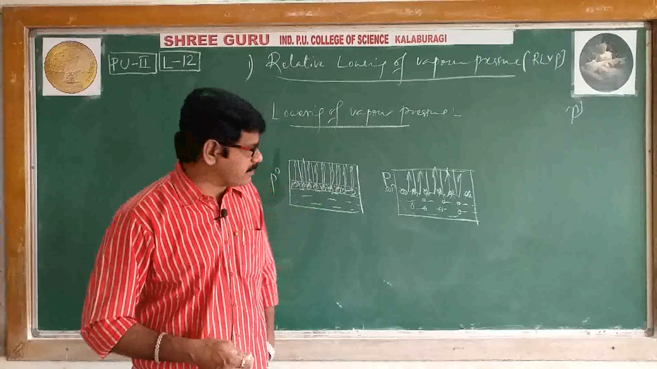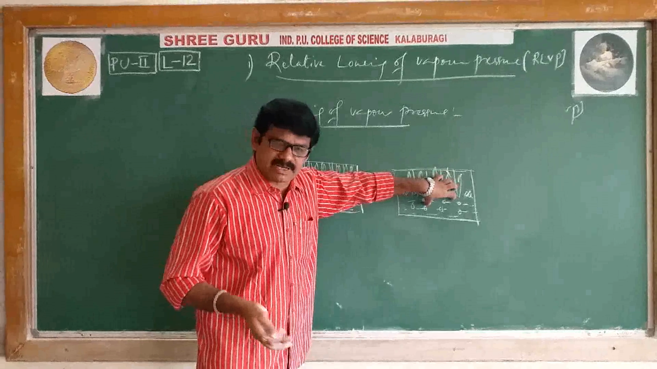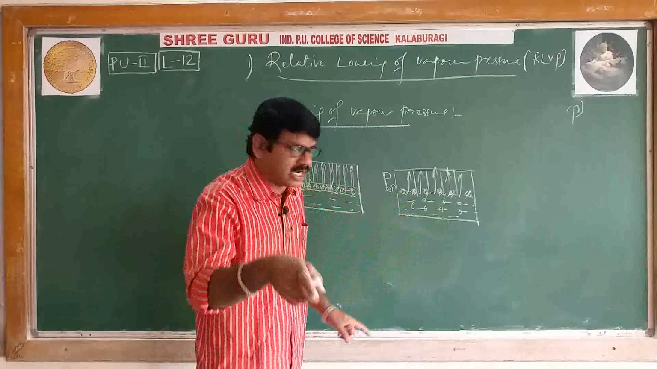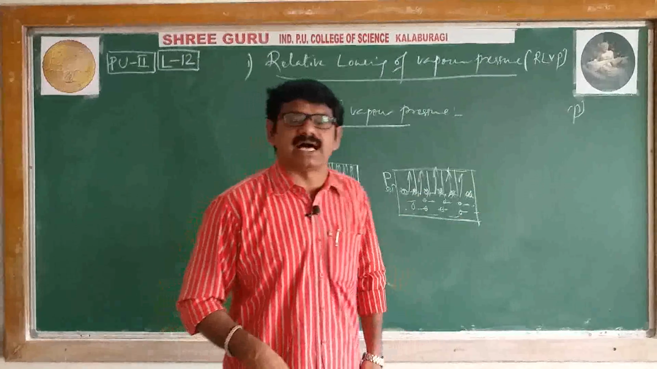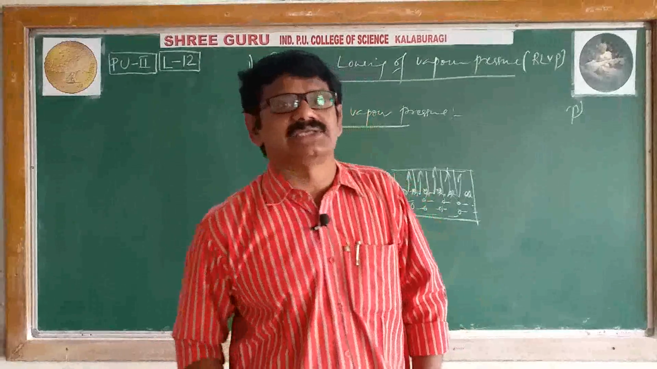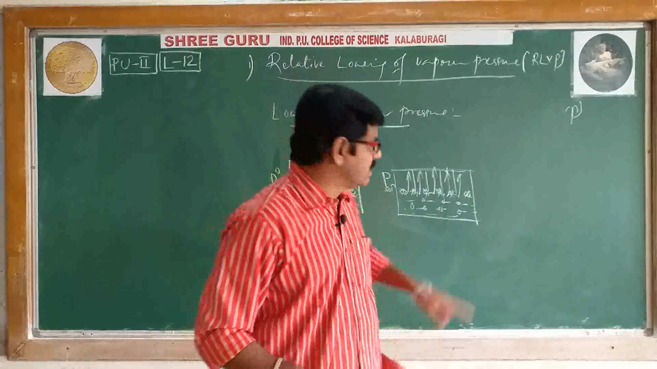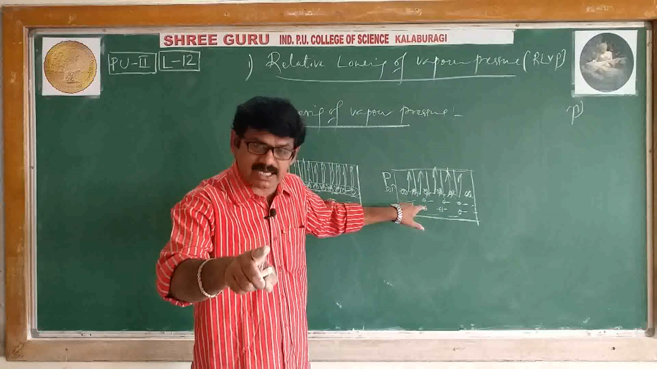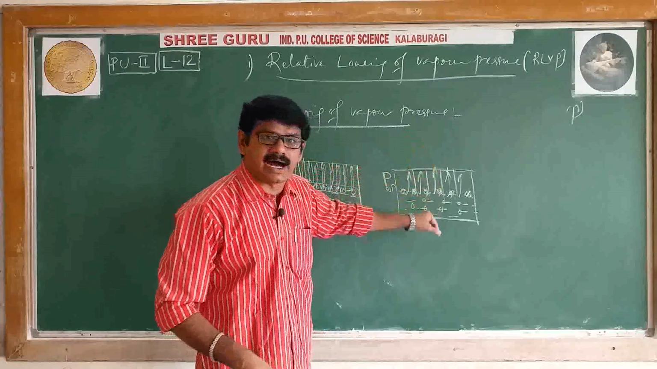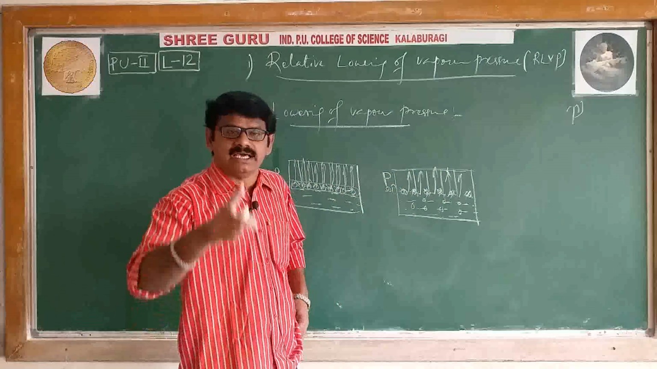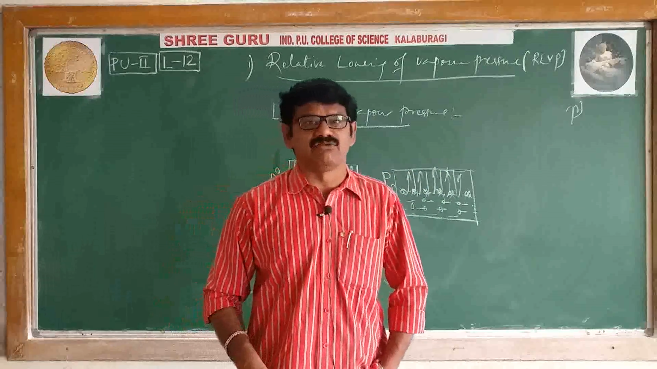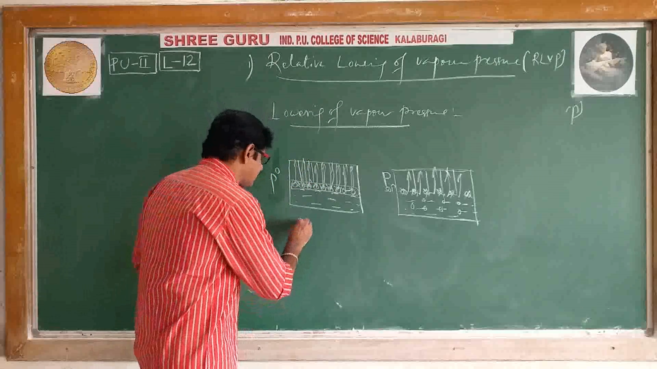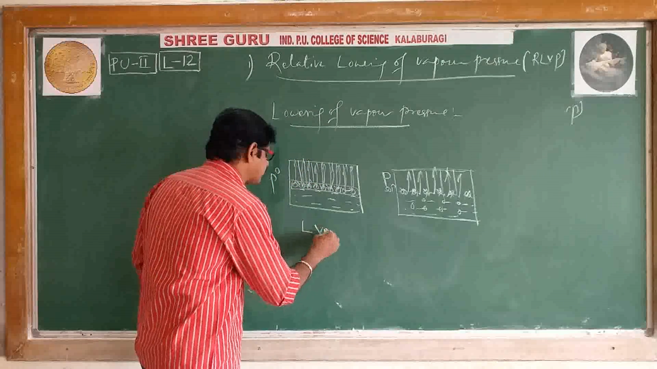The decrease in the vapor pressure of a solvent due to the addition of a non-volatile solute is called lowering of vapor pressure. Or in another manner, we can also tell lowering of vapor pressure like this, that is P naught minus P.